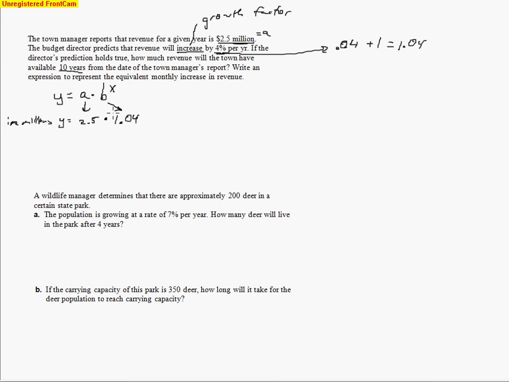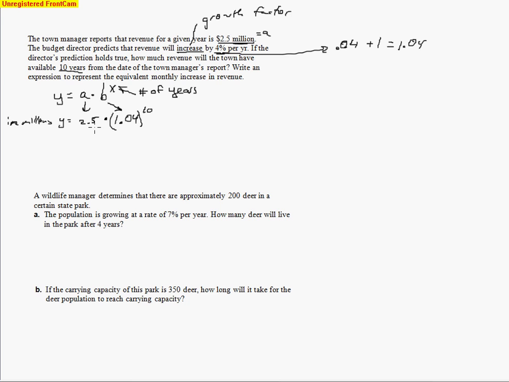Then I'm raising that value to a power. The power is the number of years, because that's what the problem is talking about. They said 10 years, so that's what I'm going to use. Now I've got some work. This is definitely a calculator problem. I'm going to do it in 2 steps. I'm going to start with the 1.04 and bring that to the 10th power.